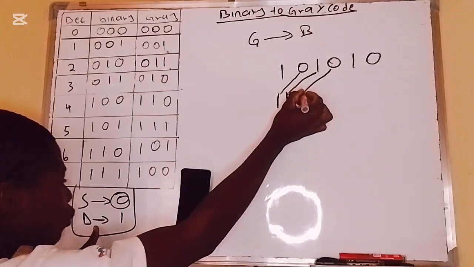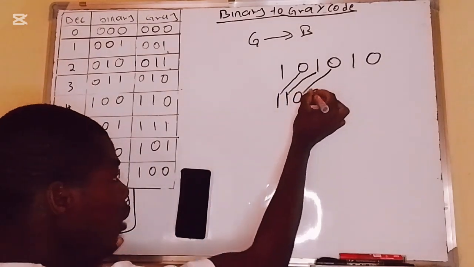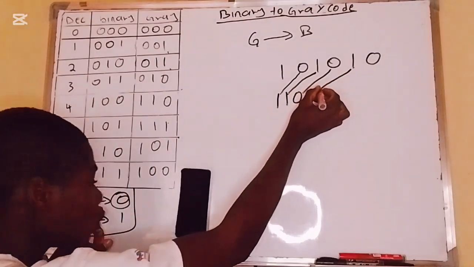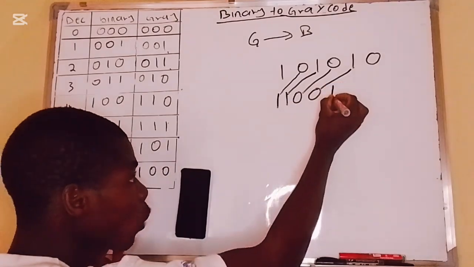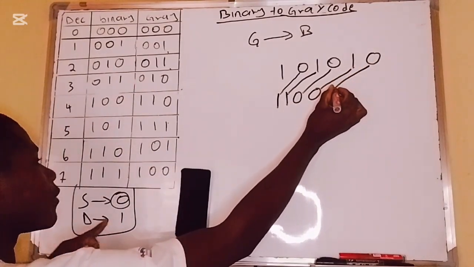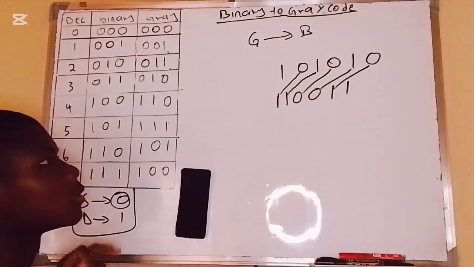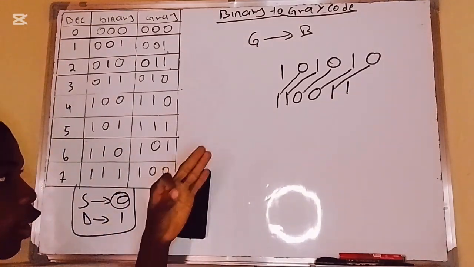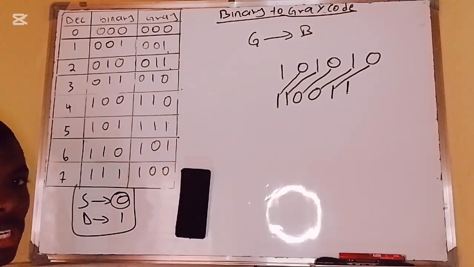Is this and this the same or different? They are the same. I'll put 0. Is this and this the same or different? They are different. I'll put 1. Is this and this the same or different? They are different. So I'll put 1. So this is how you can convert gray code to binary for complex questions.